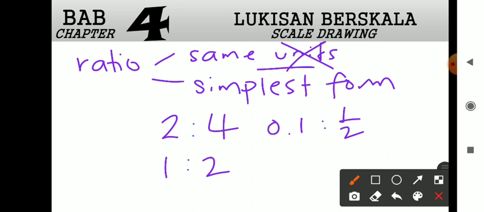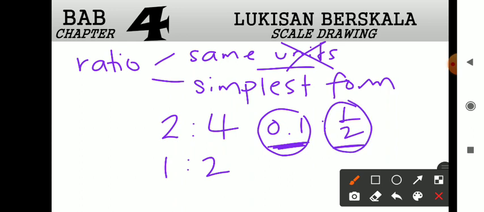0.1 to half. Okay? Normally your Form 1 teacher wants you to change this and this into whole number. We only use whole number 10, 20, 1, 2, 3, 4, 5, 6. You never see decimals or fraction during ratio. Okay? At least not when you give the final answer.